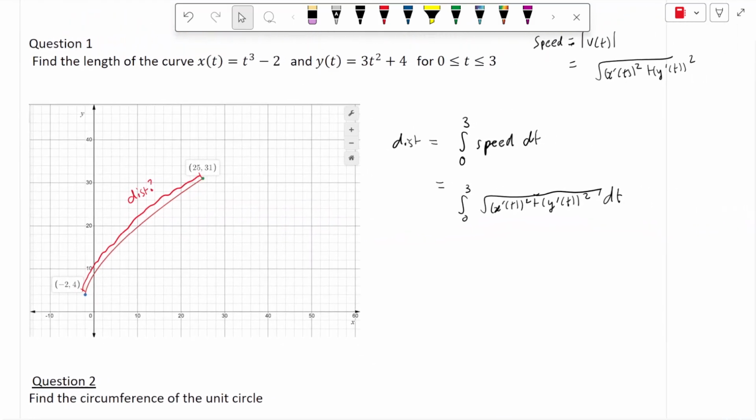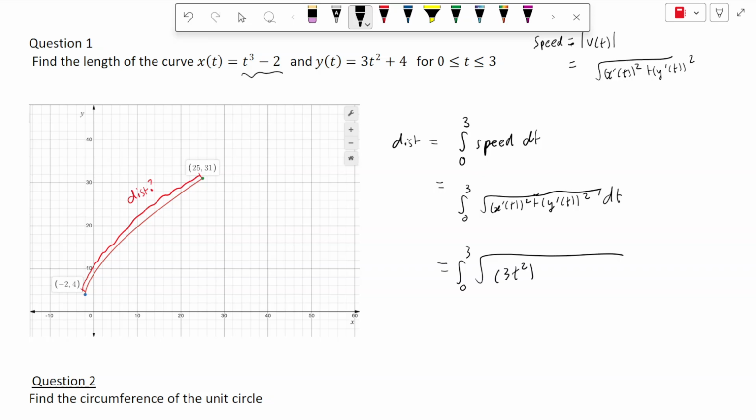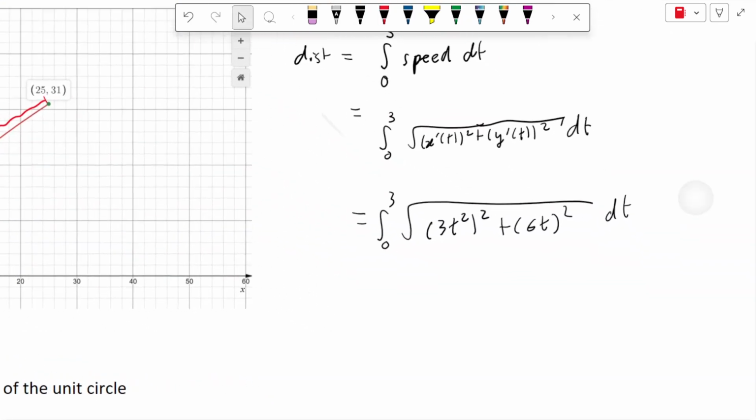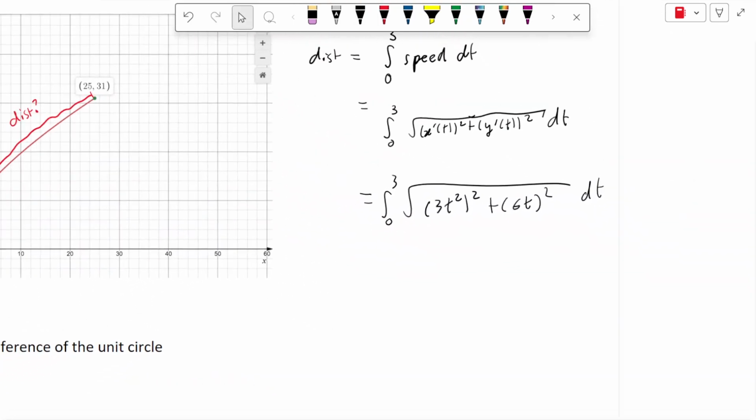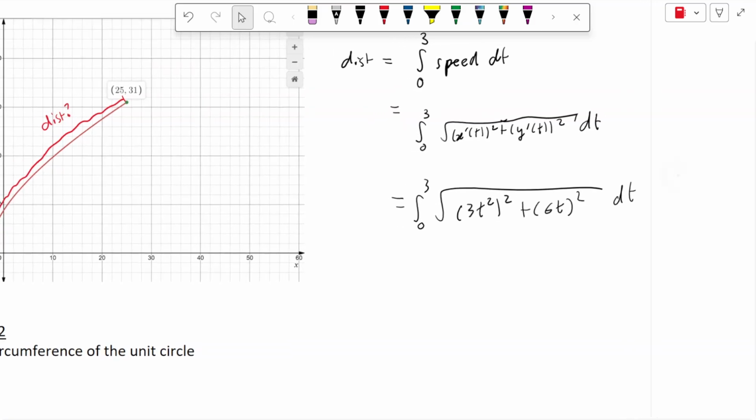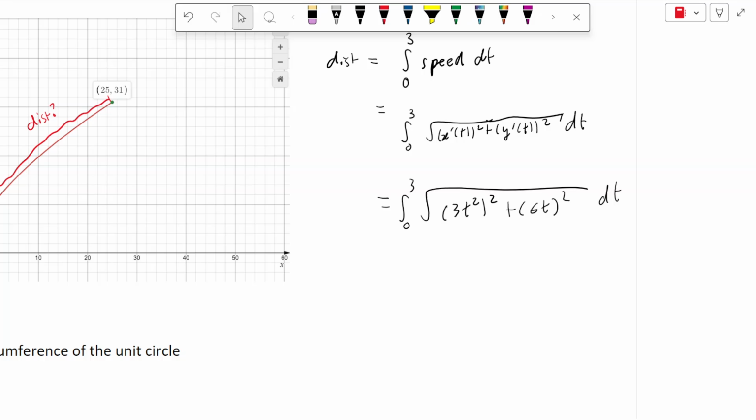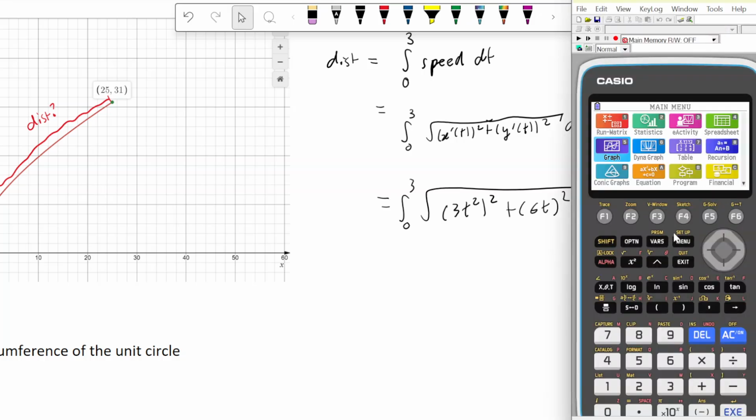That's a formula that needs to go on your cheat sheet, and it's written a lot neater than I could write it up there. But that's essentially what you've got to do. Okay, so let's get x dash and y dash. So x dash is 3t squared, y dash is 6t. And this is going to be a pretty nasty integral to do. It's a quartic under a square root. No way I want you to do this integral by hand. So we're going to do it on the calculator.